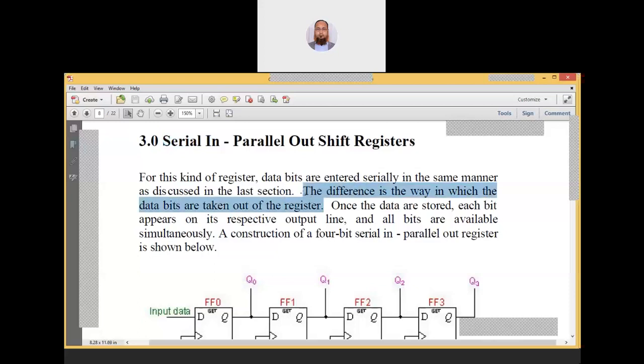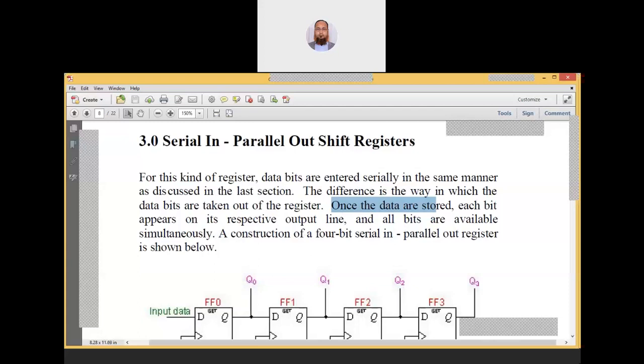Previously, we were taking data out of the register by serial out. Okay, at each clock, the data was moving from left to right like this. But the difference here is how we are taking the data outside. Once the data are stored, each bit appears on its respective output line. Okay, at each flip-flop output we get the value of each bit that we stored. Okay, and all bits are available simultaneously. You can see that all the bits are available.